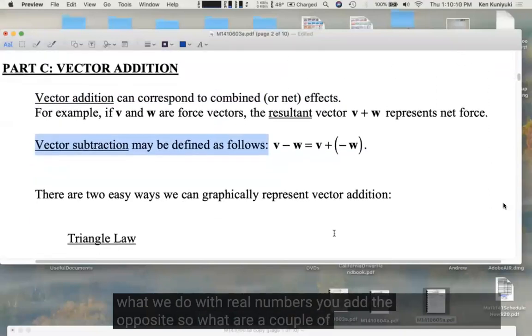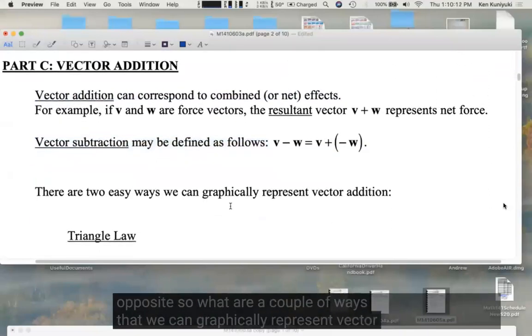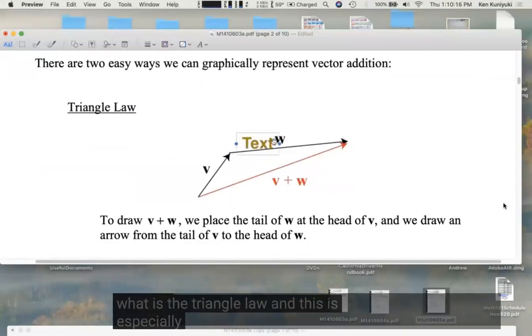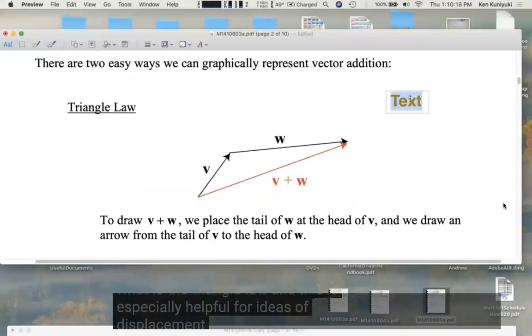So what are a couple of ways that we can graphically represent vector addition? One is the triangle law. And this is especially helpful for ideas of displacement.